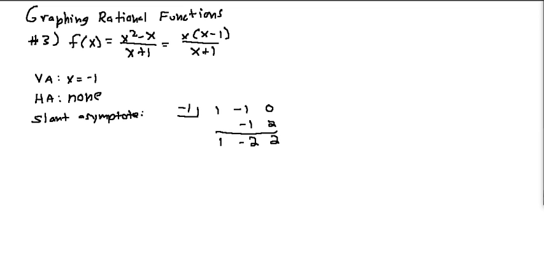And so we get that this has a remainder, and we have that f of x, which was x squared minus x over x plus 1, is going to be the same as these two parts of the expression: x minus 2 plus a remainder, 2 over x plus 1. So this part here, the quotient, is going to give us our slant asymptote.